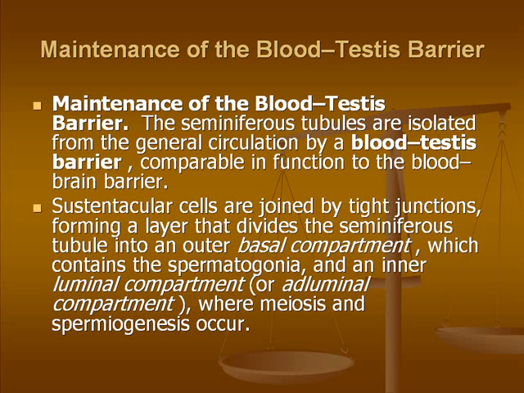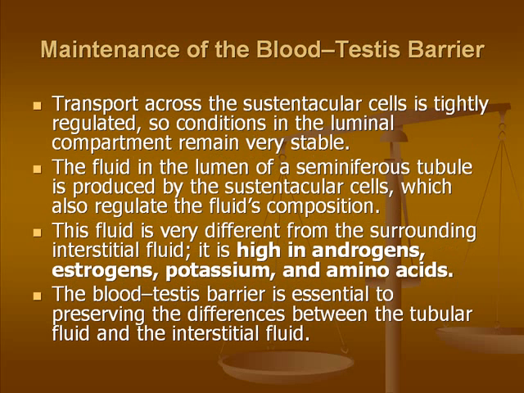Seminiferous tubules are isolated from the general circulation by a blood-testicle barrier, comparable in function to the blood-brain barrier. Sustentacular cells are joined by tight junctions. And again, if you go back to the first part of anatomy, we talked about how cells are stuck together. They're stuck together by specialized processes, desmosomes, hemidesmosomes, tight junctions that are like the cement that holds the cells together. So we see the sustentacular cells are joined together by tight junctions. They form a layer that divides the seminiferous tubules into an outer basal compartment which contains spermatogonia, and then an adluminal compartment where meiosis and spermatogenesis will occur.